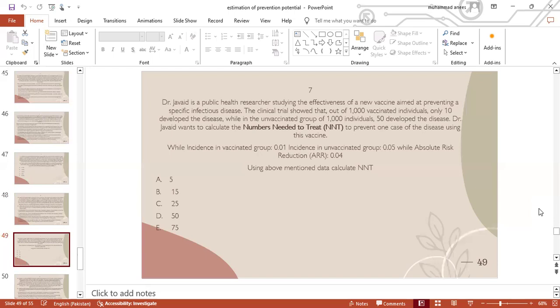While incidence in the vaccinated group is 0.01, incidence in the unvaccinated group is 0.05, absolute risk reduction is 0.04. Using the above mentioned data, calculate NNT. A is 5, B 115, C 25, D 50, E 75. The correct answer is C.